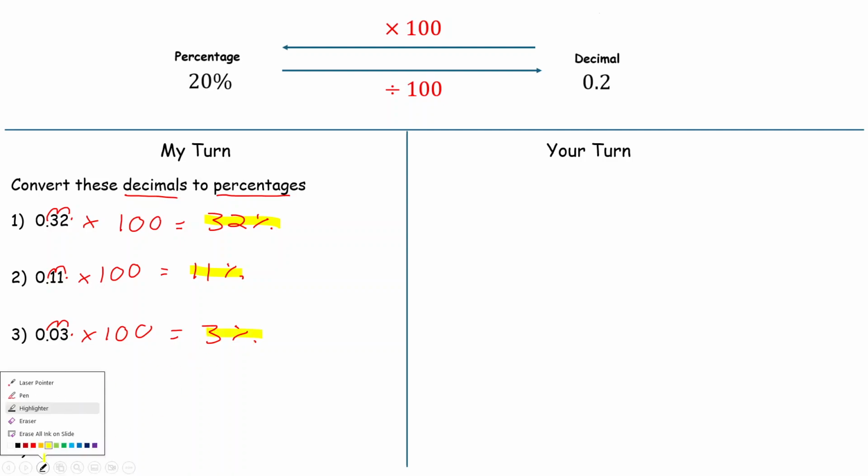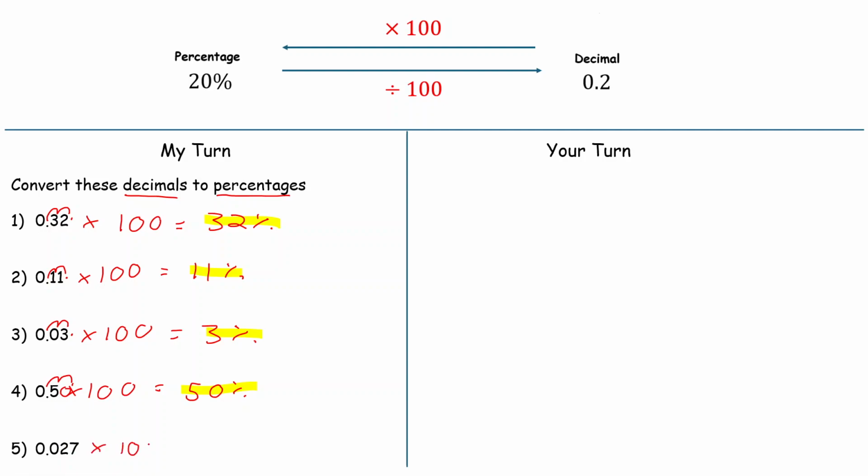Then we've got 0.5, we can go and times through by 100 again. So we're going up by 1, 2 spaces. Okay, you fill in this gap here with a 0 to give you 50% for this one. Last but not least, we've got 0.027. Again, we multiply through by 100. So your point is going up by 1, 2. Put your point here to give you 2.7%. And that is your answer.